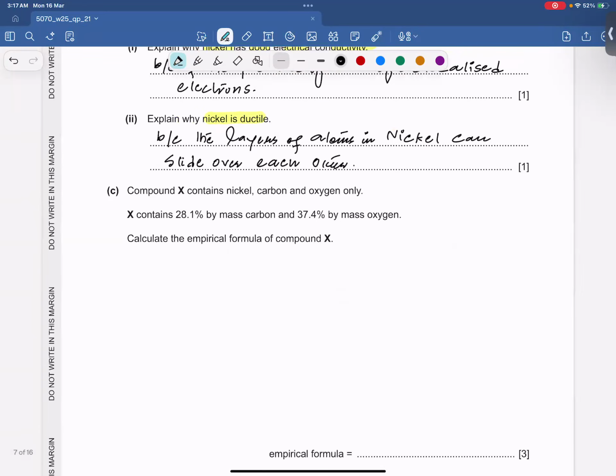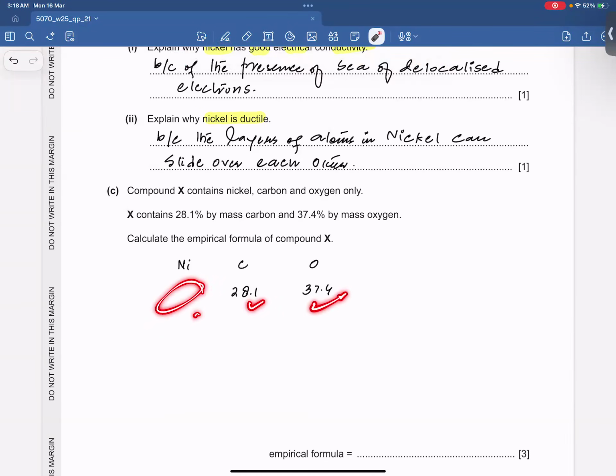Compound X contains nickel, carbon, and oxygen. X contains 28.1% by mass of carbon. So we have nickel, carbon, and oxygen. Carbon is 28.1% by mass. Oxygen has 37.4% by mass. So when we add these two values and subtract from 100, I'll get the value of nickel. Let me add these two values, 28.1 plus 37.4. 65.5. 100 minus 65.5, you will get 34.5.